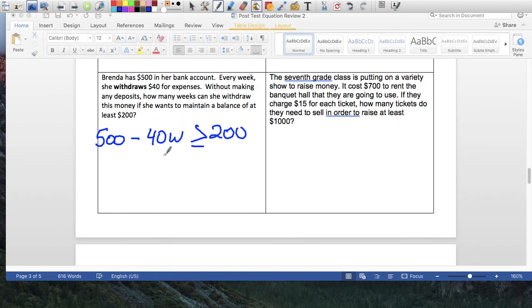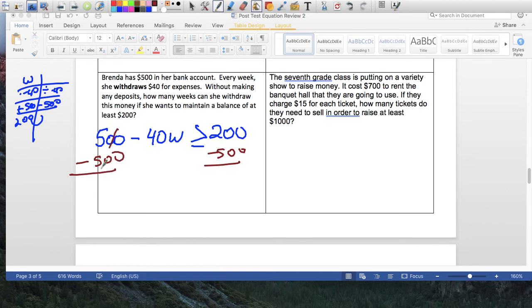So let's do this. For this one I actually did a story, you had the variable w times negative 40 plus 500 has to be greater or equal to 200. So we're going to do minus 500 and then divide by negative 40. So let's get rid of the 500. We do minus 500 here, minus 500 over here. These two cross out. Negative 40w comes down, has to be greater or equal to negative 300.